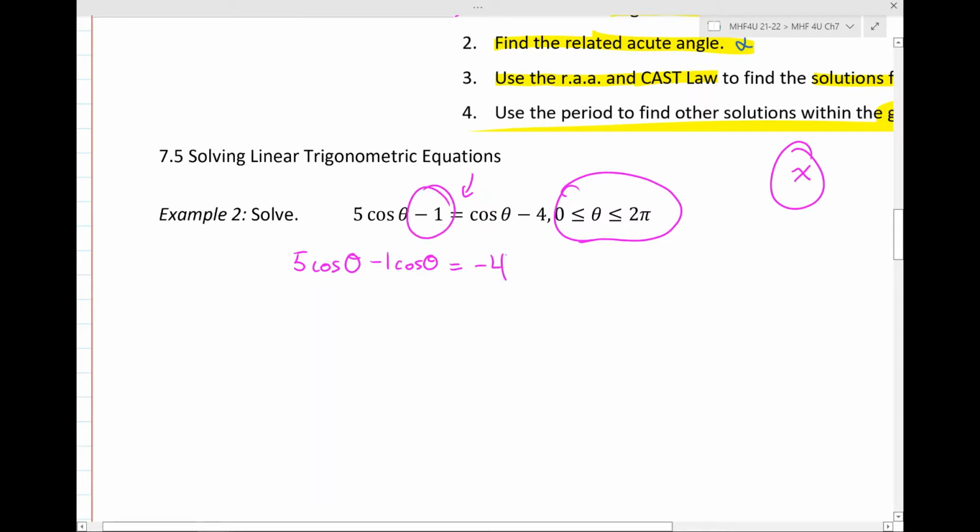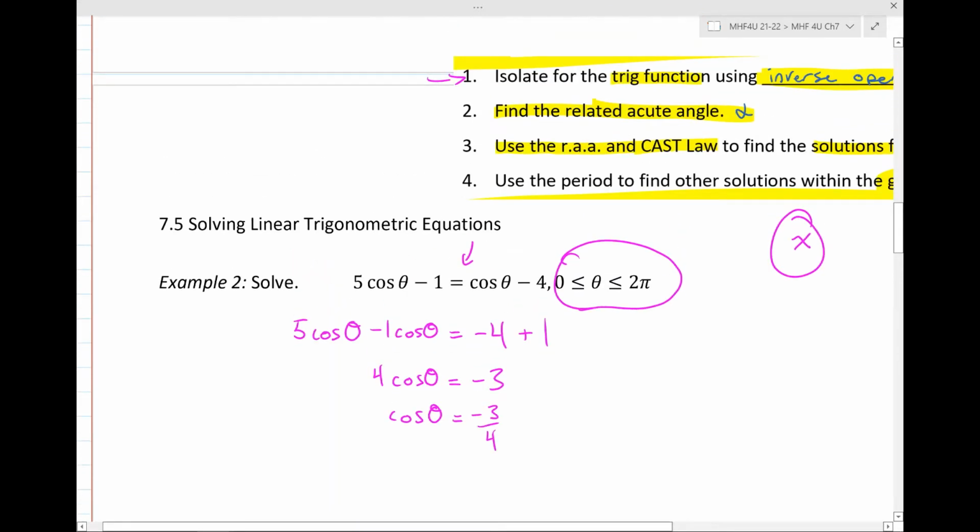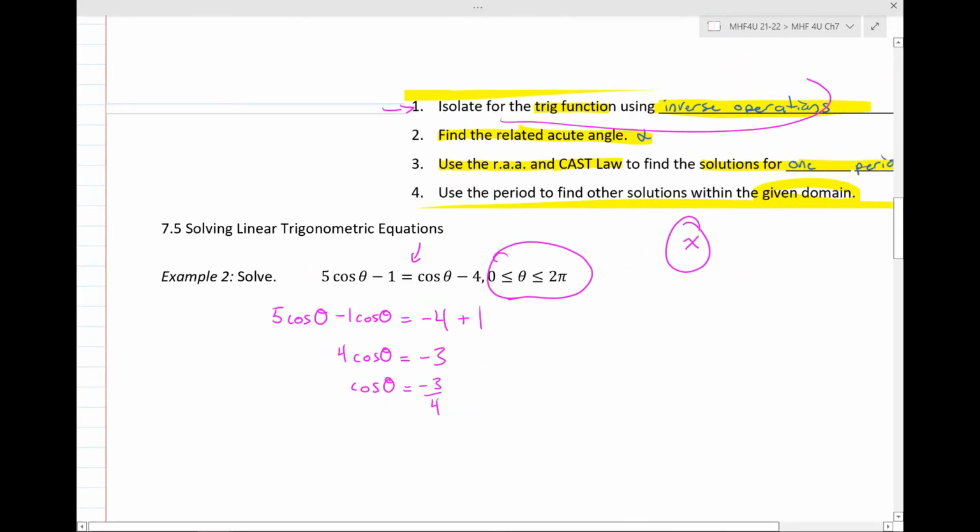And I can add 1 to both sides, plus 1 over here. They'll cancel out on the left-hand side. I'm working with 4 cosine thetas equals -3. All right, so 4 cosine thetas equals -3, and this should be nice and straightforward. That means the cosine of theta is equal to -3 over 4. Here, I have isolated for my trig function using inverse operations. Great job, us. We have already completed the first step. You've already earned some marks here.